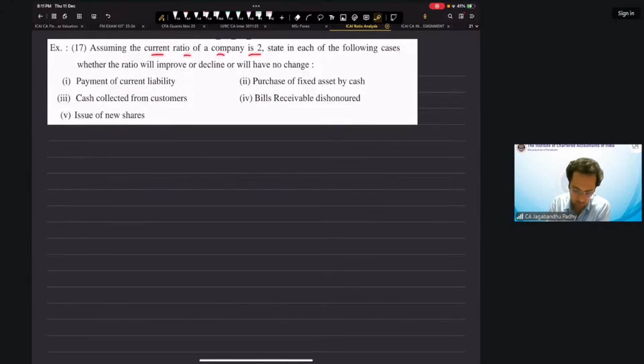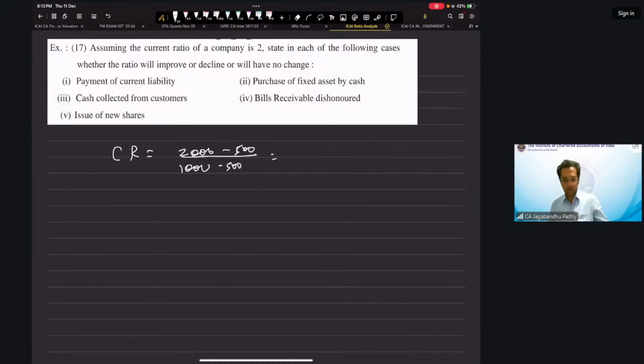Our current ratio is 2. So let's say current ratio was 2000 upon 1000. Now suppose you're going to make payment of any current liability. So let's say out of 2000, you paid, let's say, 500. So obviously your current asset will decrease and even current liability is going to decrease. So this is now 1500 upon 500. So of course it is 3, right? So it is increasing. So in the first case, we'll say that the current ratio is going to increase.